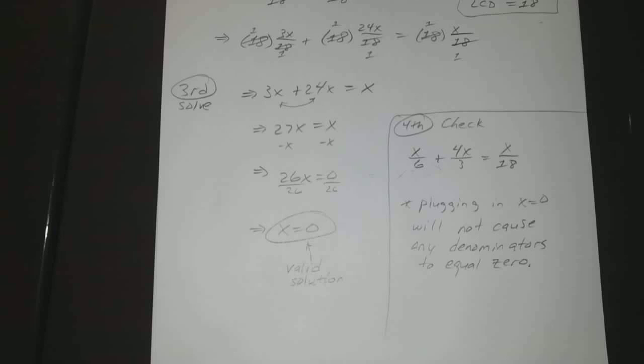You couldn't divide by x instead of subtracting x. If you divide it by x, that would leave you with 27 equals 1, which wouldn't be true. That was the only reason why you couldn't do that. So you really wouldn't solve for x. You're just kind of eliminating the x. So that's why you just subtract it from both sides.